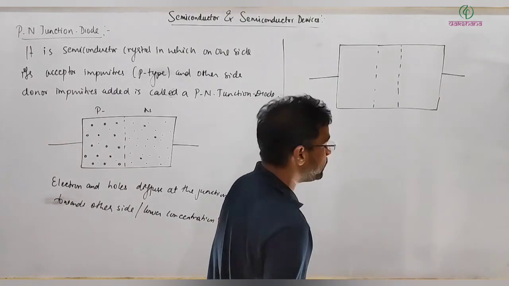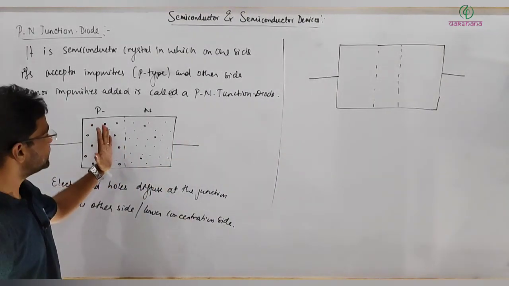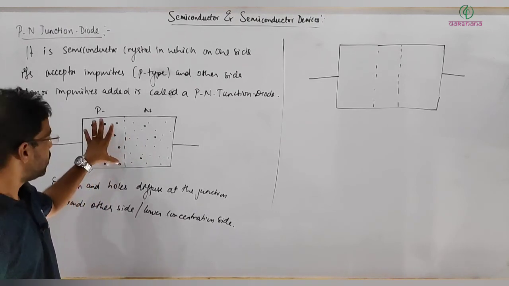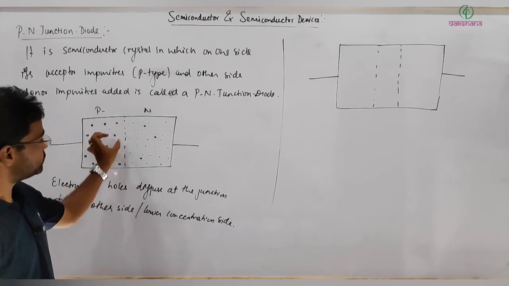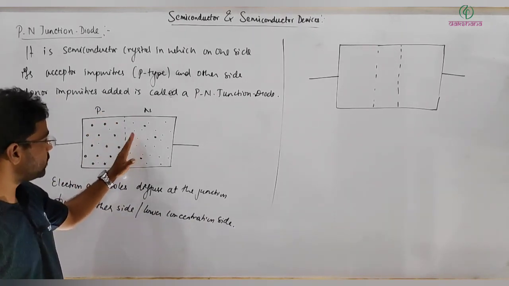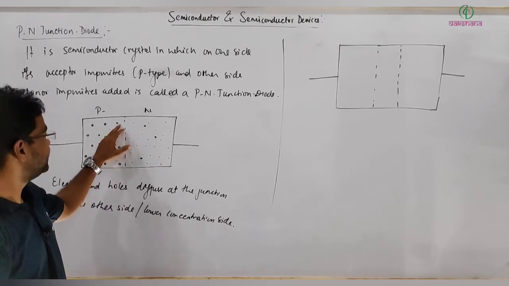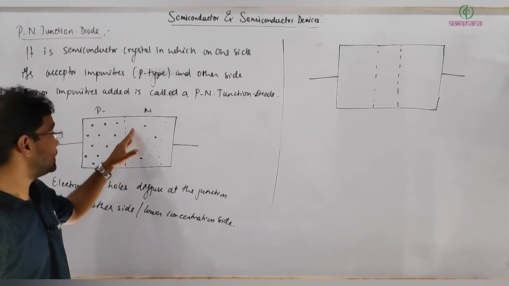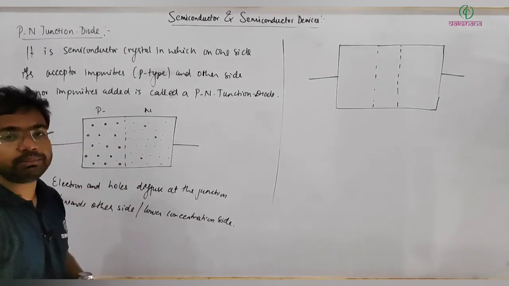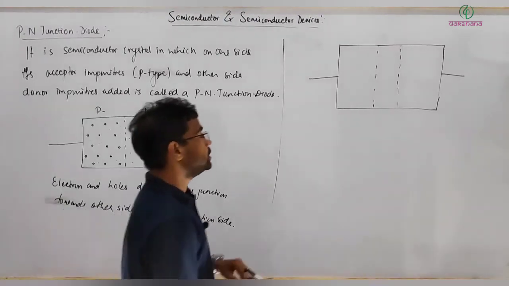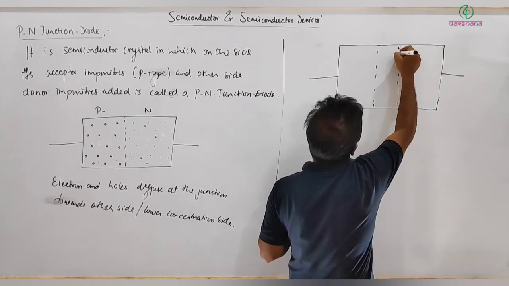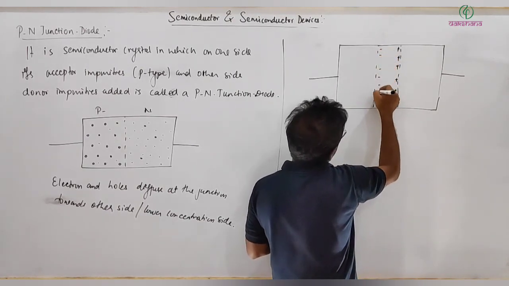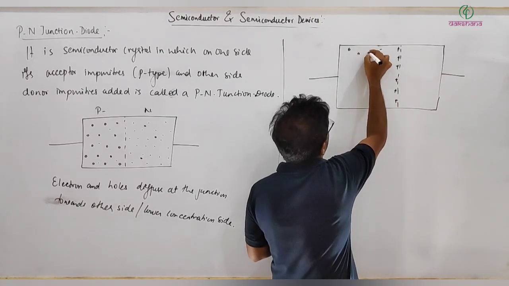Now look at it, from this side holes will be diffusing to this side, and from the N side electrons will be diffusing to the P side. Originally this was neutral, and originally this was neutral, but when holes diffuse, or additionally electrons come to this side, electron concentration will increase and it becomes negatively charged, while on the right side positive charge accumulation will start. So here we will have positive charge, and here negative charge will arise, and these are holes actually.